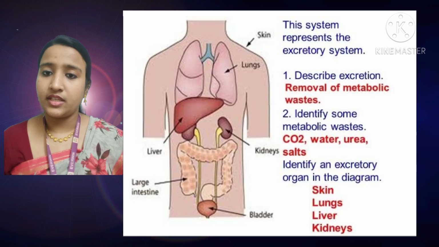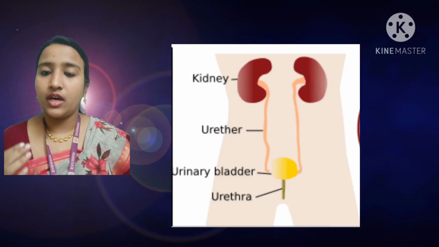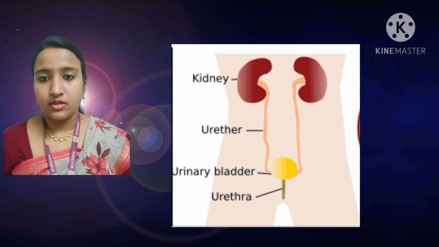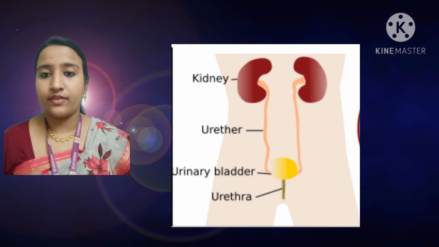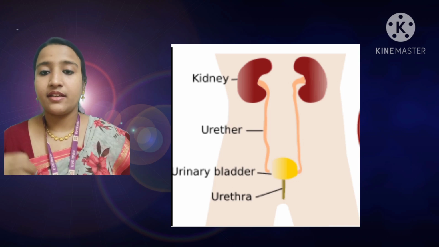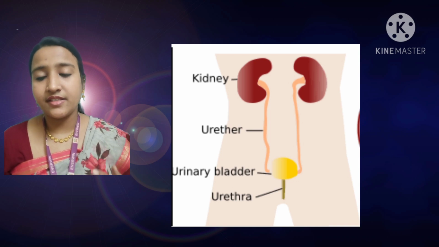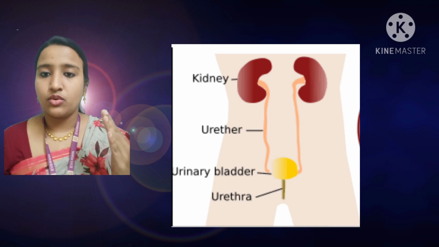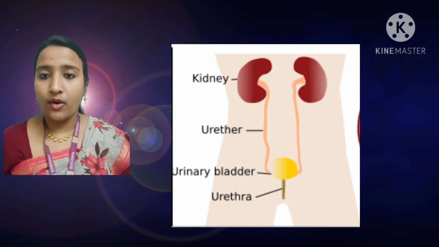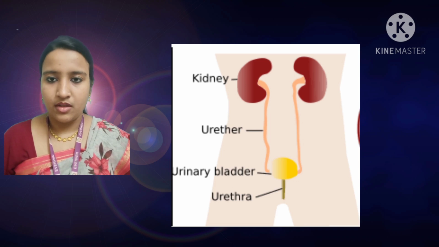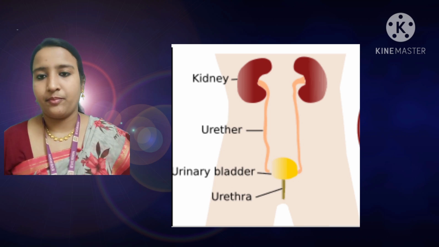Now let us start with the kidneys. There is a pair of kidneys, followed by two ureters, that is a pair of ureters, which conduct the urine from the kidney and connect to the urinary bladder, and from the bladder it ends into the urethra. This urethra is the point where the urine is excreted outside the body, passing from the urinary bladder. Now let us start with the skin.